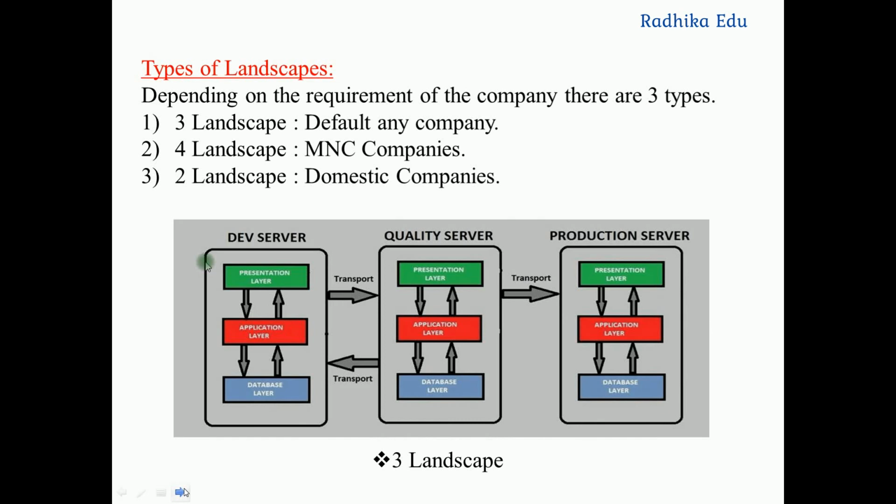What are the different types of landscapes? Depending on the requirement of the company, there are three types: 3 landscape, 4 landscape, and 2 landscape. 3 landscape is the default any company can use. 4 landscape MNC companies can use. 2 landscape domestic companies can use. The below diagram shows 3 landscape.